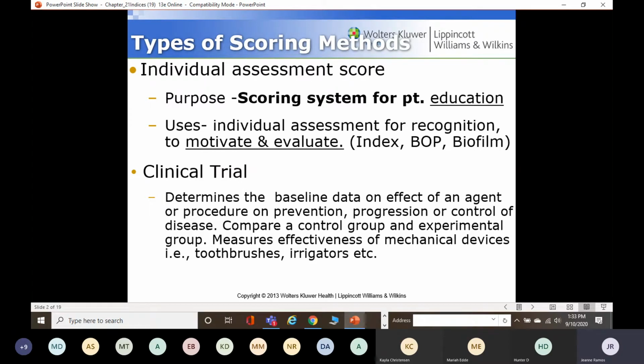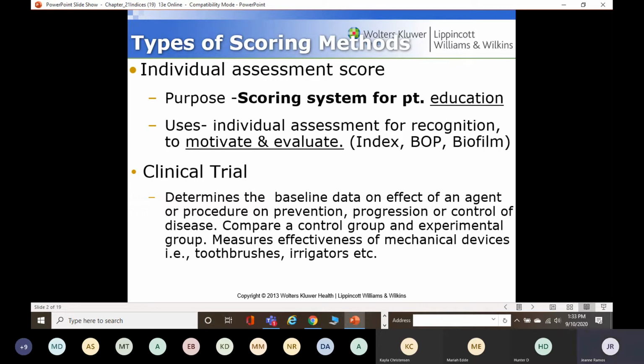And we like to be able to give them something. There's nothing like them being able to take a mirror and look at the disclosed areas on the teeth, and then look at your scoring system and you give them a percentage. That can be eye-opening to some patients. It's to help motivate and also to evaluate. So you give them this great motivation and they come back the very next time and you score again and see if it's any different.